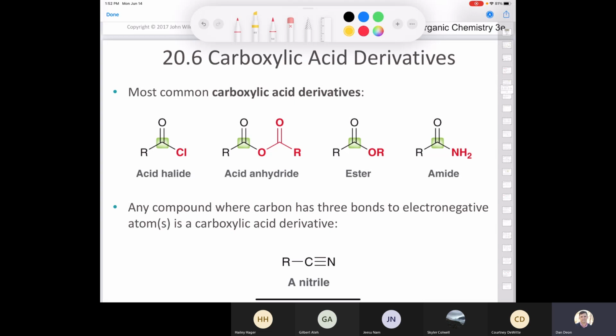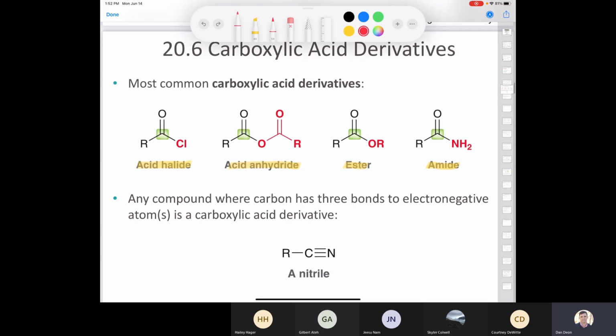An acid halide, which again we sometimes call an acyl halide, but here we call it an acid halide, an acid anhydride, an ester, an amide. And you notice, all of these carbons highlighted in green, what do all 4 of these have in common? They all have 3 bonds to an atom that is not carbon: 2 bonds to oxygen, and a bond to an oxygen, nitrogen, or chlorine.